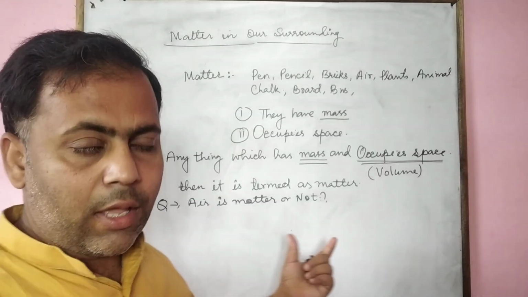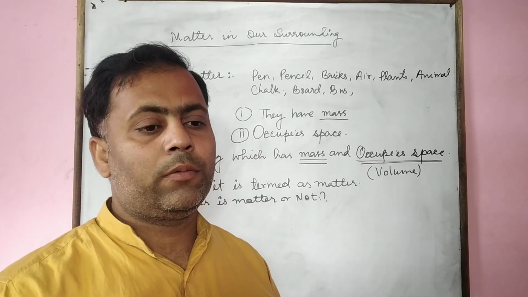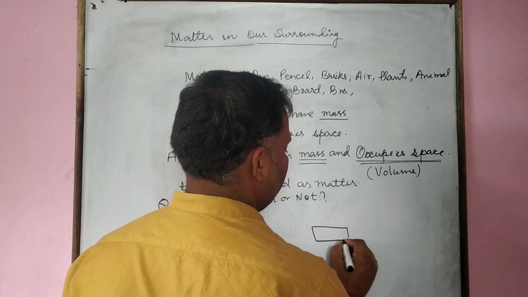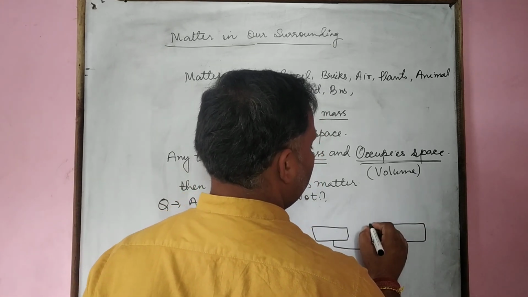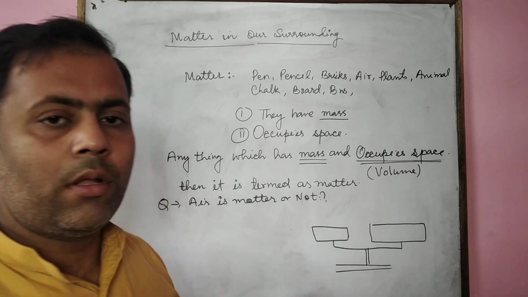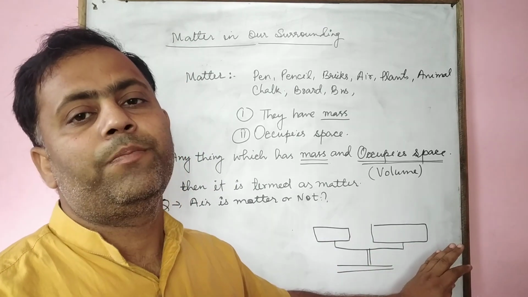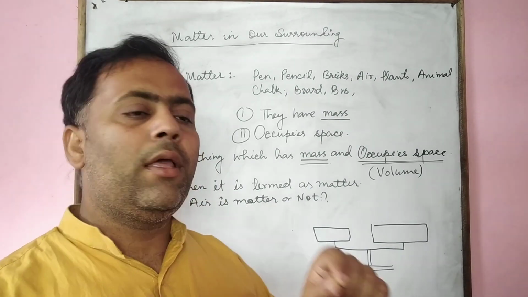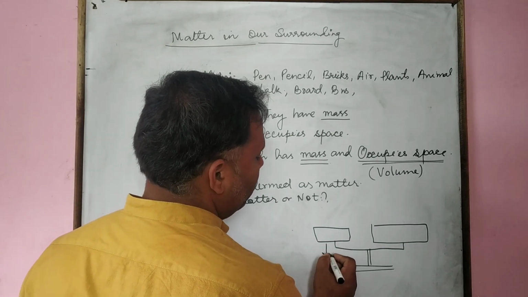We will check whether the air has mass or it occupies space. In order to check it, we will take a balance, and then take two balloons. Place one balloon here and another balloon here, and then balance it. Clear? After balancing it, we will take the next balloon and then fill it with air and then place it. What we see that this pan moves downward.